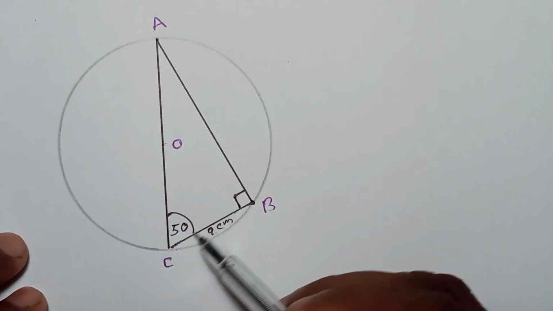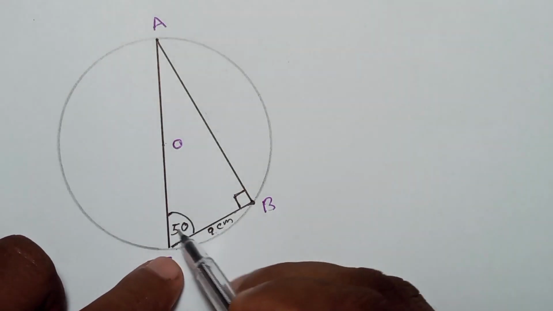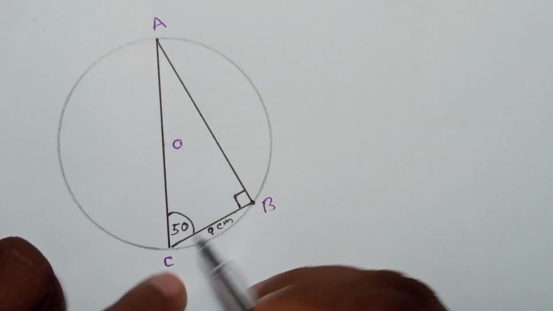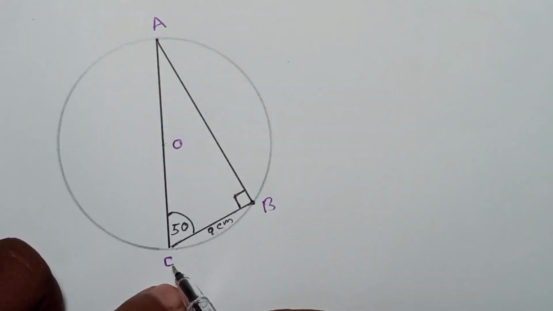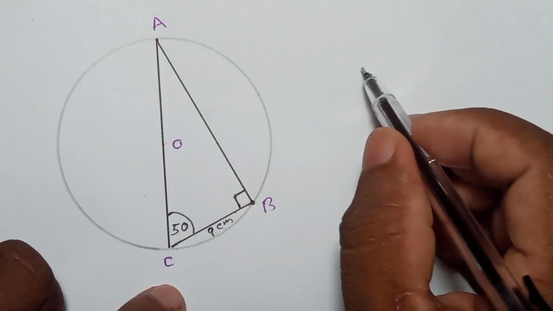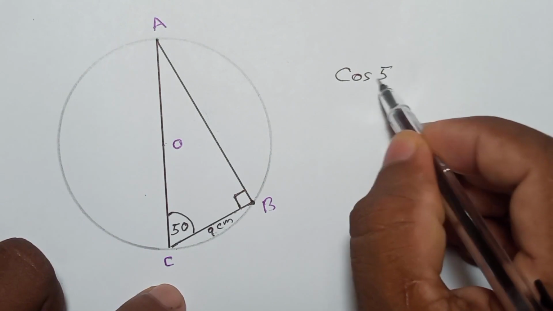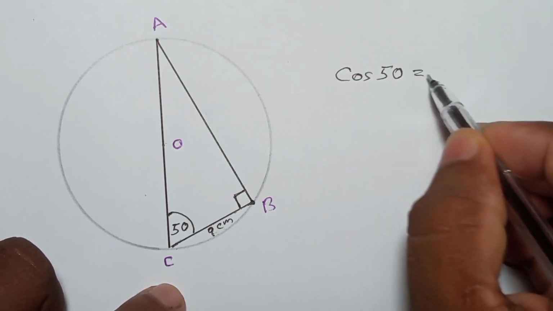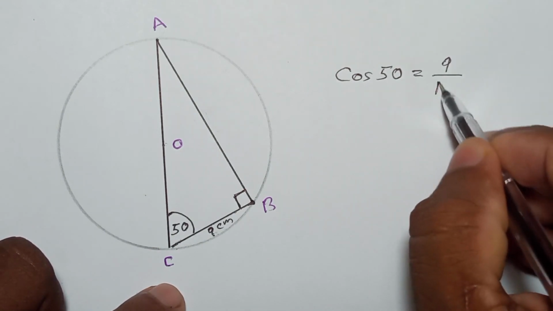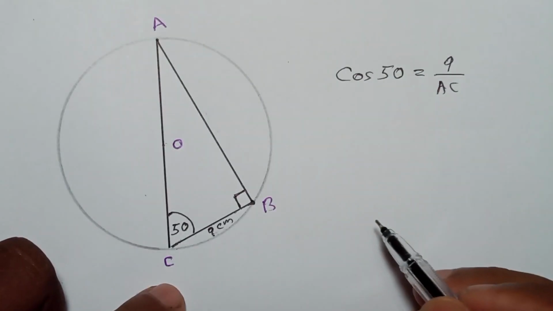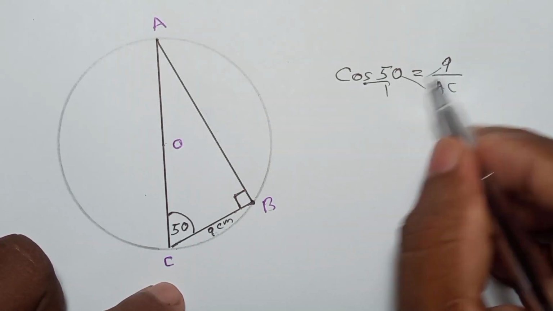Now in this right angle triangle, according to this angle, CB is the adjacent and AC is the hypotenuse. Adjacent and hypotenuse connect with cos. So I can write the cos ratio: cos 50 equals 9, that means adjacent side over AC, that means the diameter of the circle.